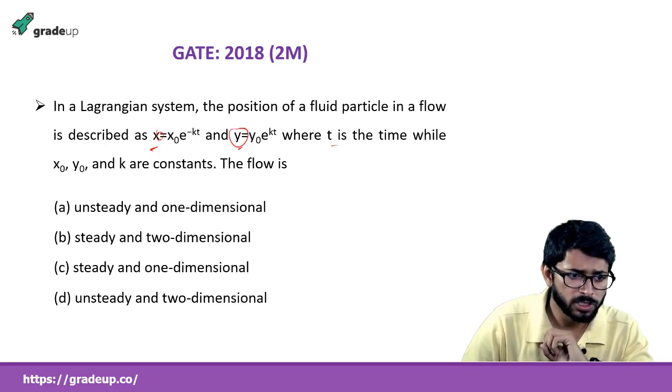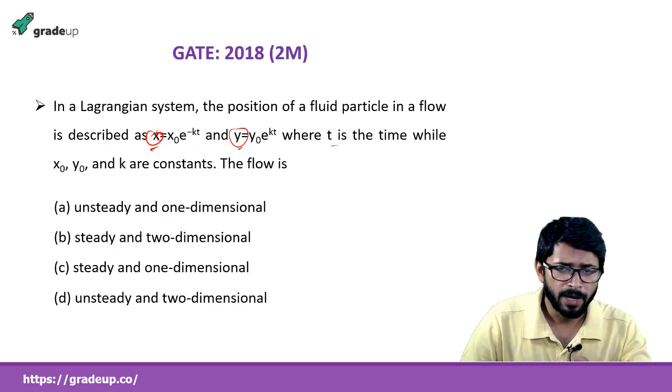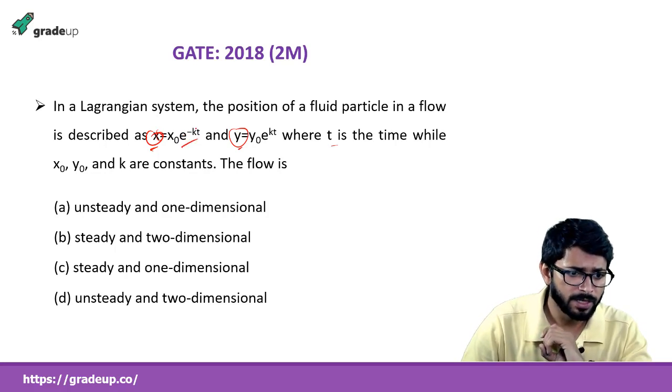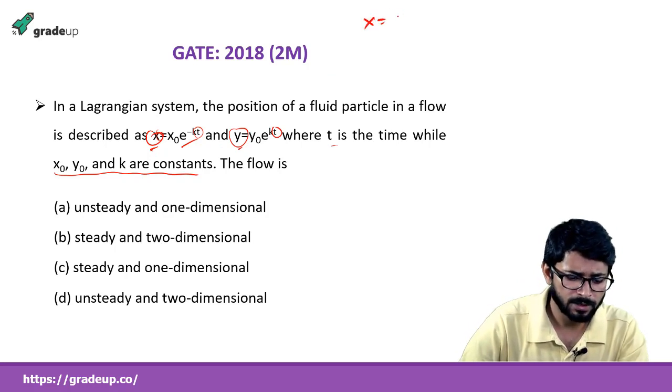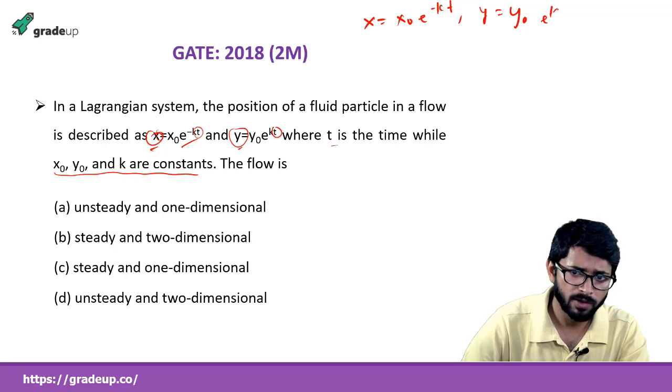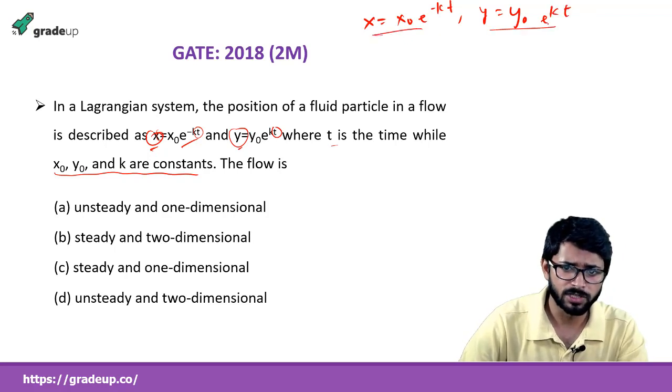The position of the fluid particle is dependent on time, because time is mentioned here. The location, the position, depends on time, while x naught, y naught and k are constants. The question is asking what will be the flow. So first of all, it is given that x is equal to x naught e to power minus kt, and y is equal to y naught e to power kt. These are the positions of the particle.